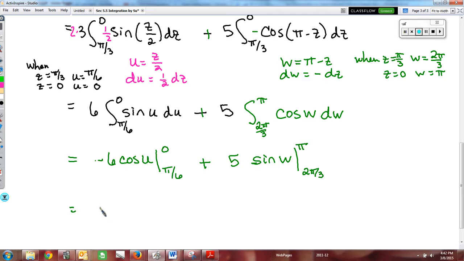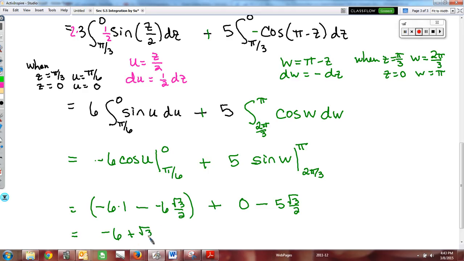So negative 6 cosine of 0 is negative 6 times 1 minus negative 6 times the cosine of pi over 6, which is square root of 3 over 2. So that's your first integral with your net change. And then we do 5 sine of pi, which is 0, minus 5 sine of 2 pi over 3. Sine of 2 pi over 3 is square root of 3 over 2. Okay, so that gets us to there, and then we simplify. Negative 6, we have plus 6 minus 5, so plus square root of 3 over 2, and we get our final answer for our net change.